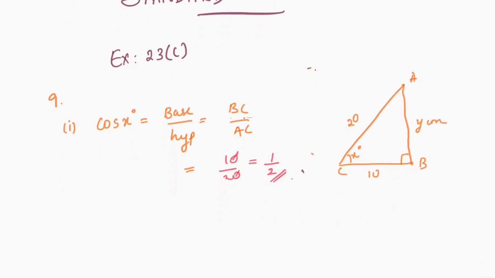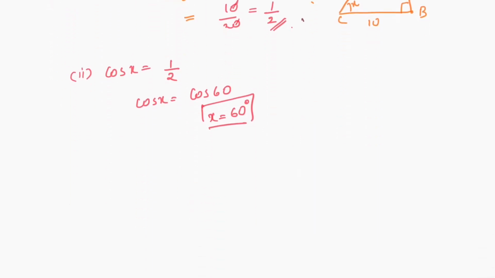So now we need to find the value of X. If cos X equals 1 by 2, I can write this as cos X equals cos of what is 1 by 2? Cos of 60. So you get X is equal to 60 degree. So clearly you got the value of X.